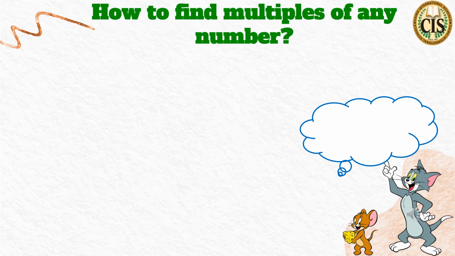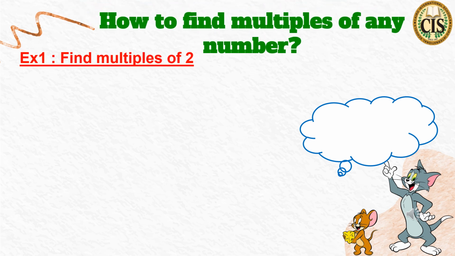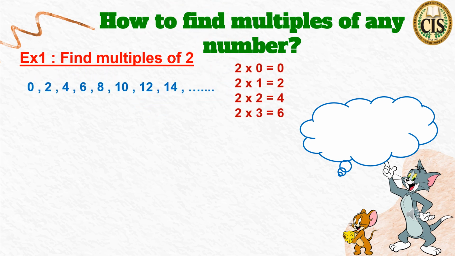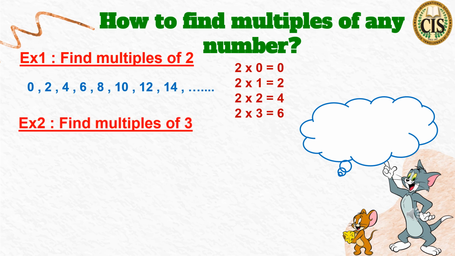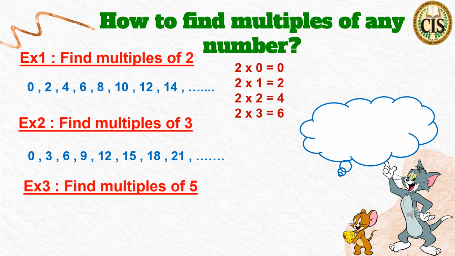How to find the multiples of any number, like multiples of table 2. As we said, the products of table 2 are 0, 2, 4, 6, 8, 10, 12, and so on. Multiples of table 3: 0, 3, 6, 9, 12, 15, 18, and so on. Multiples of table 5: 0, 5, 10, 15, 20, 25, and so on.